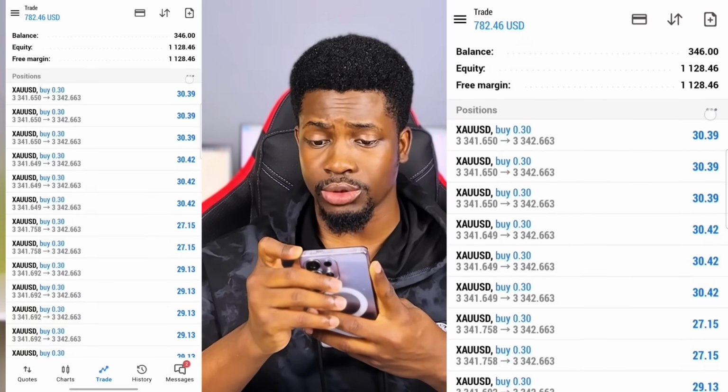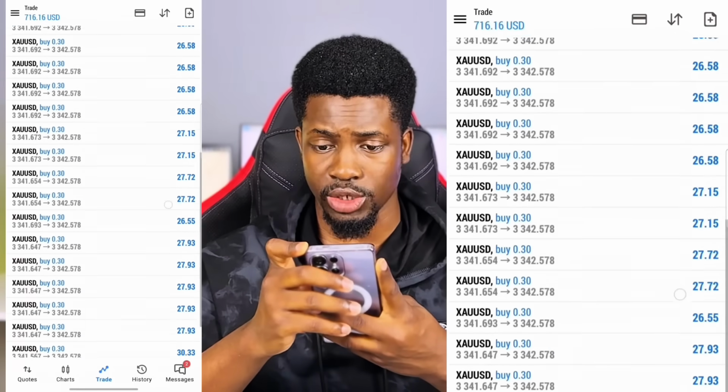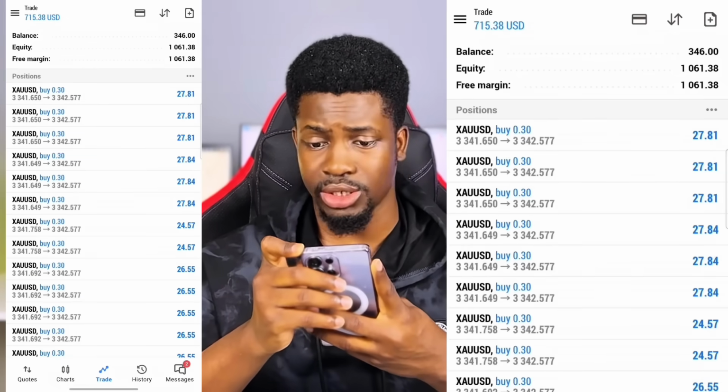Now I'm also over 1,000. Let's zoom up the straight. You can literally just see the stop. Everything is actually looking very clean.